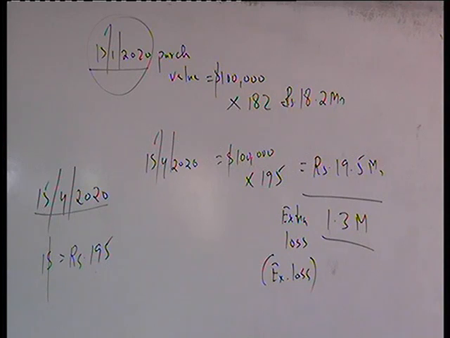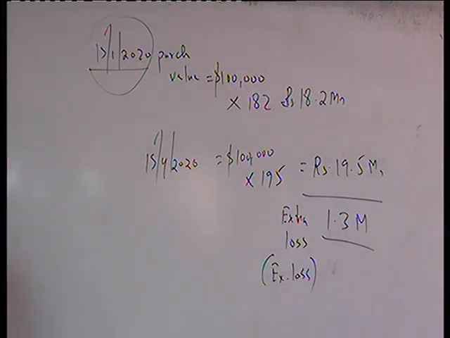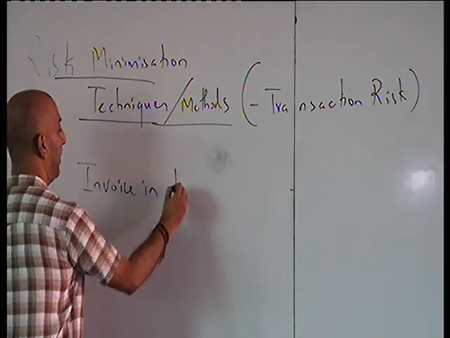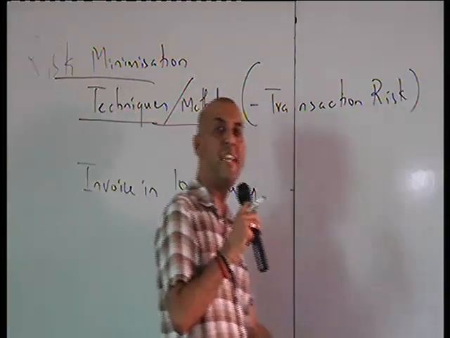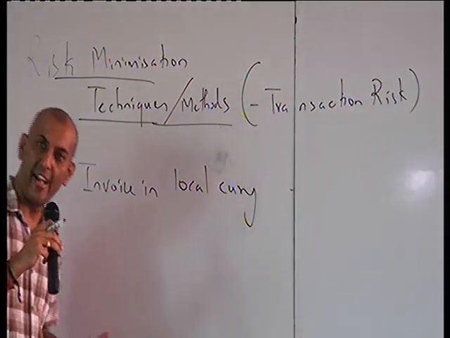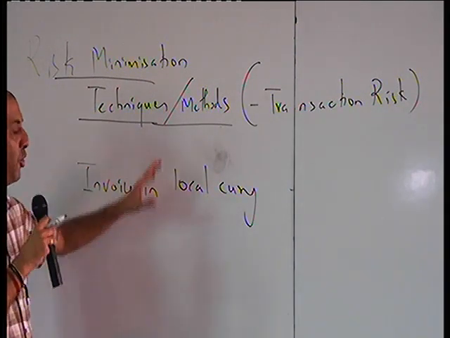So you would have taken it down. Now we go on to learn about the techniques to reduce the exchange rate risk. The first technique is invoice in local currency. With this, we can reduce the impact of the transaction risk of exchange rate.